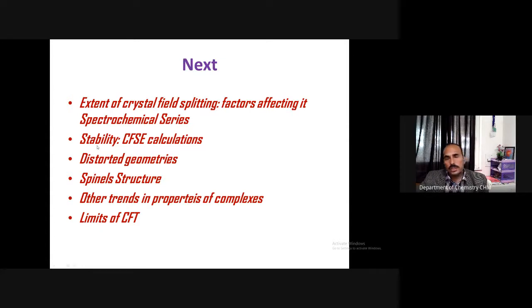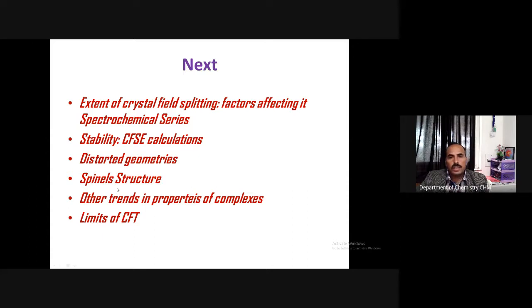The spectrochemical series is very powerful information to understand a lot of properties of transition metal complexes. Then you will see how this data can explain the stability of transition metal complexes, and we will do the crystal field stabilization energy calculations. CFSE calculations are very popular as far as this chapter is concerned, and from the point of view of many competitive exams, calculation of CFSE is very important. Distorted geometry: we will see how crystal field theory is able to explain the distortions in various geometries, which the previous theories like Valence Bond theory or Werner's theory were not able to explain.